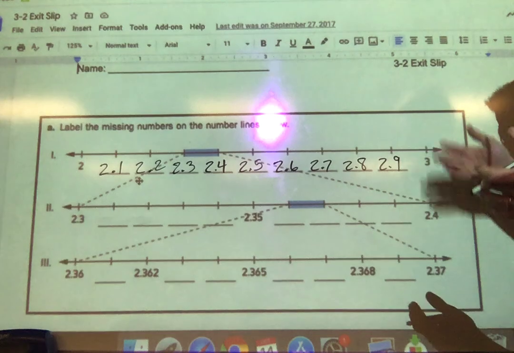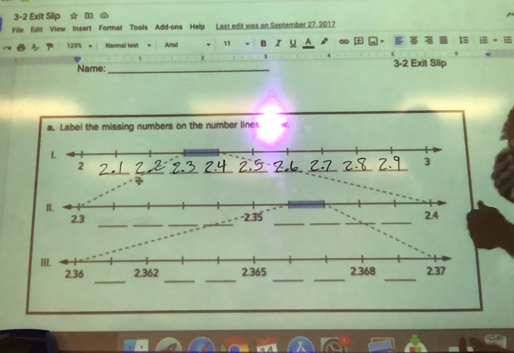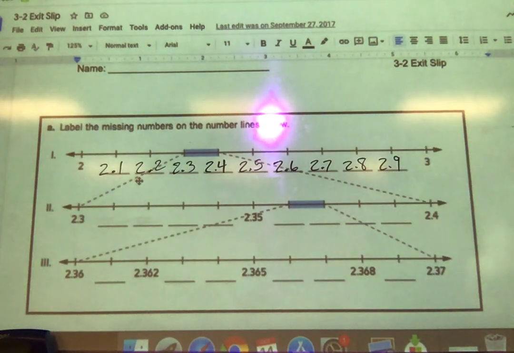And then if you thought and said 2 and 10 tenths, well, that's actually 3, right? Because 10 tenths makes 1 more. So it makes sense, and I know that I did it right. Okay? So now we're going to zoom in a little bit more.